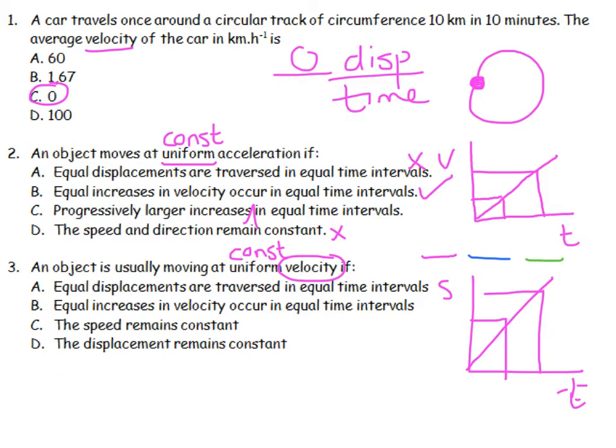That seems reasonable. Equal increases in velocity. The velocity is not increasing. We know that the velocity has to be constant, so that's definitely wrong. The speed remains constant. Well, you can't just have the speed remaining constant. The direction also needs to remain constant for a constant velocity. And the displacement remains constant. That means you stood still. So that's definitely not true. So the correct answer is A.